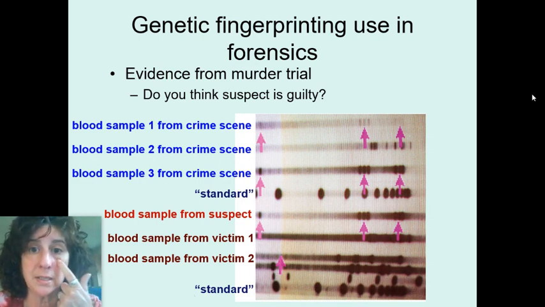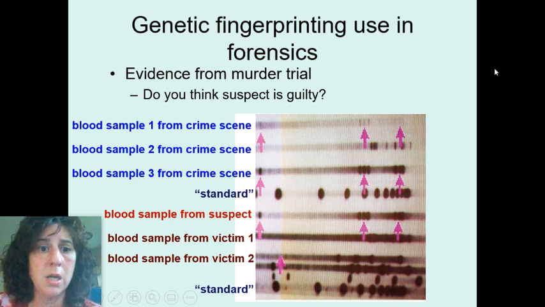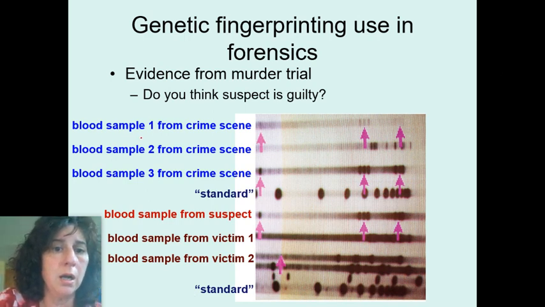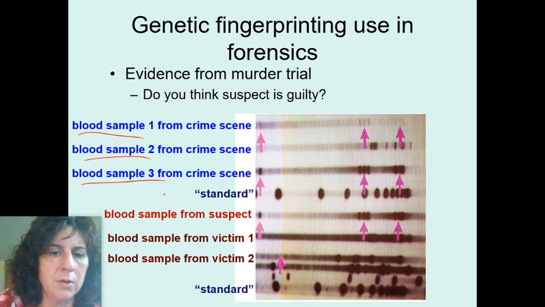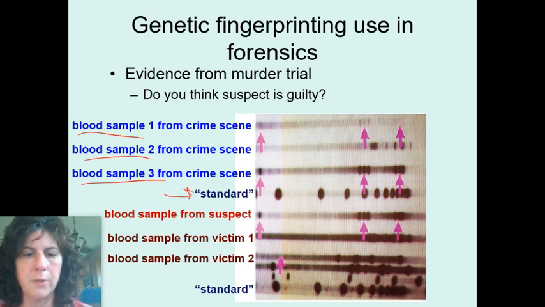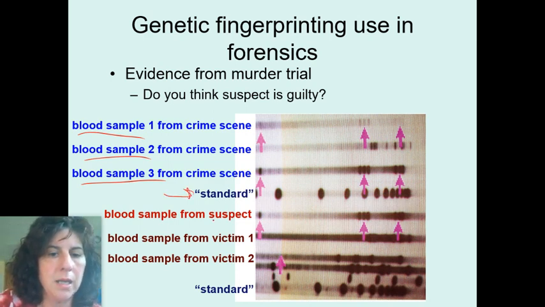This one is a pretty famous case in here. You have, again, several different samples. We had 2 victims in this case, and then you had a suspect that was from here. And again, here's the standard, so you kind of have to ignore the standard in there. And then they got a suspect.